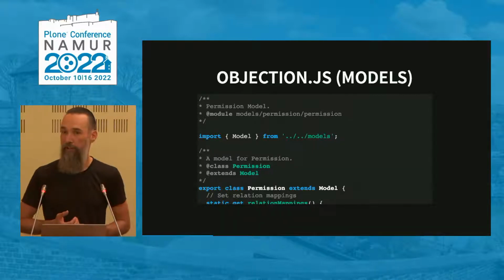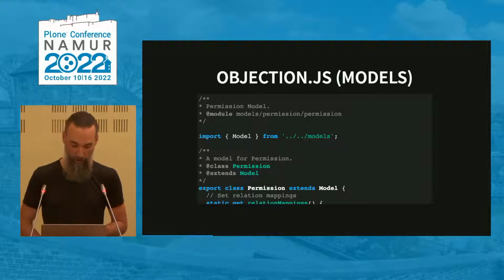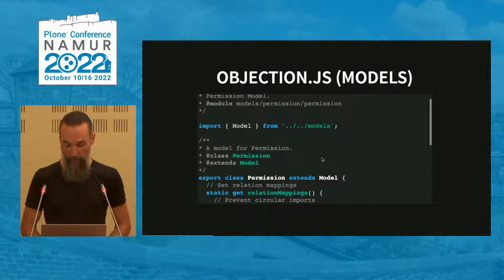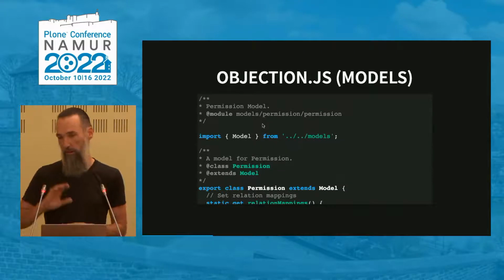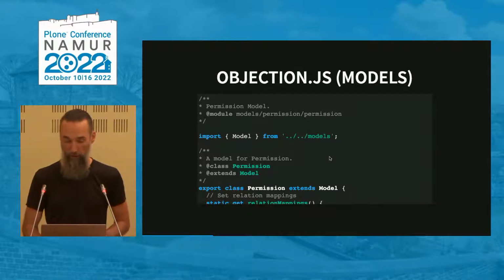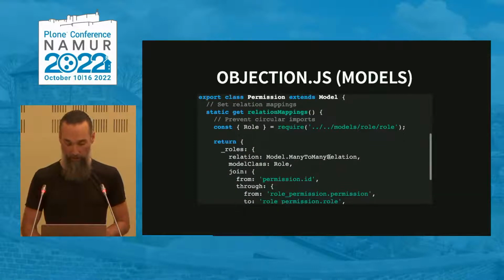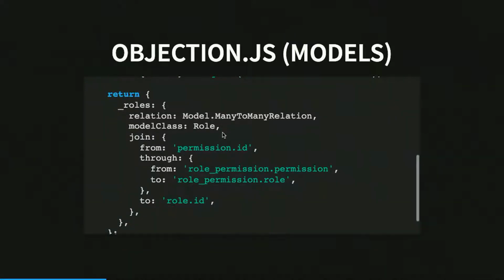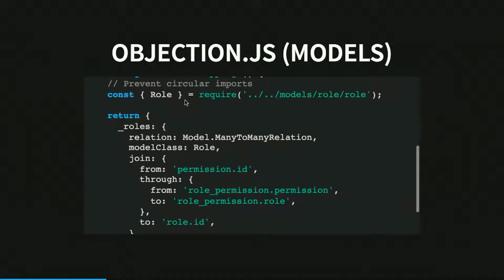As I said, Objection provides some information which you can use to specify models. In this case, if we go to the permission example again, we have a permission class which inherits from models, and the models is in this case, I will show later, a base model which is extended from Objection, and then we can have some other settings in there. In this case, we are providing some relations between the two. So we have permissions and role, and there's a connection between roles and permissions.